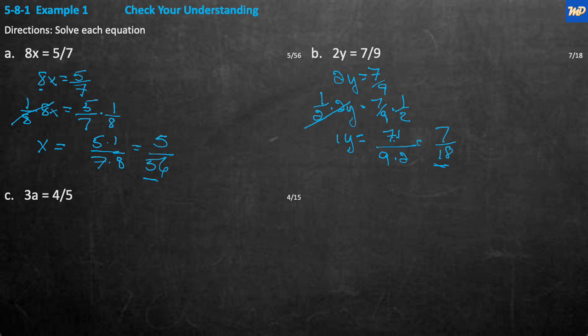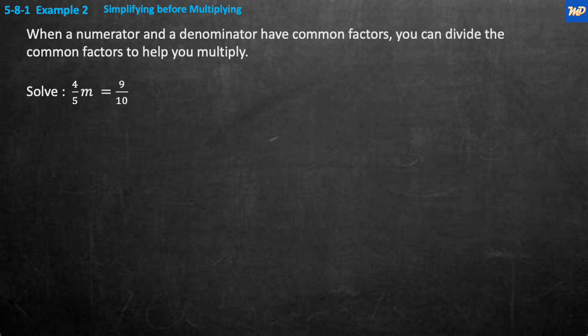Okay, one more. 3a equals 4/5. Again, the 3 has to disappear. a has to be by itself. So we're going to write 1/3 times 3a is equal to 4/5 times 1/3. And when we do that, the 3's cancel. We end up with a equals 4/15. Okay, done. Looking good.